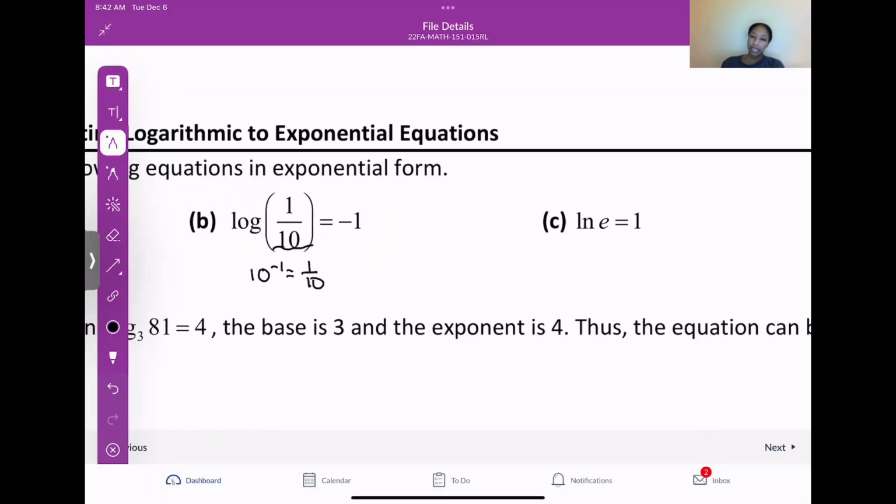ln is base e. So this one might be a little bit weird for you. If it helps, remember ln is log base e. So this is saying log base e of e equals 1. That would be e to the 1st power equals e, which is true.